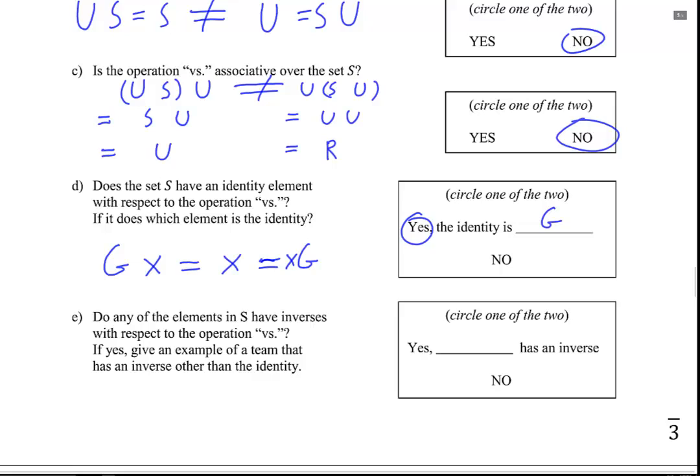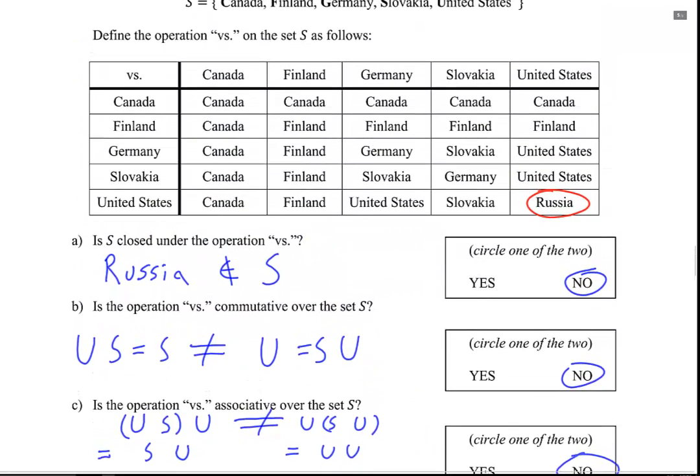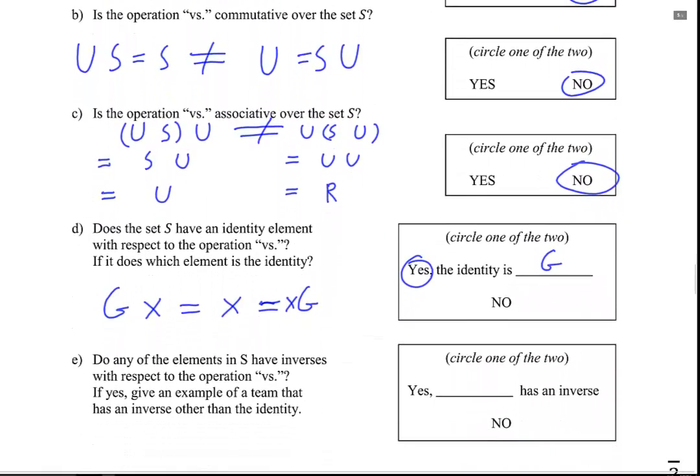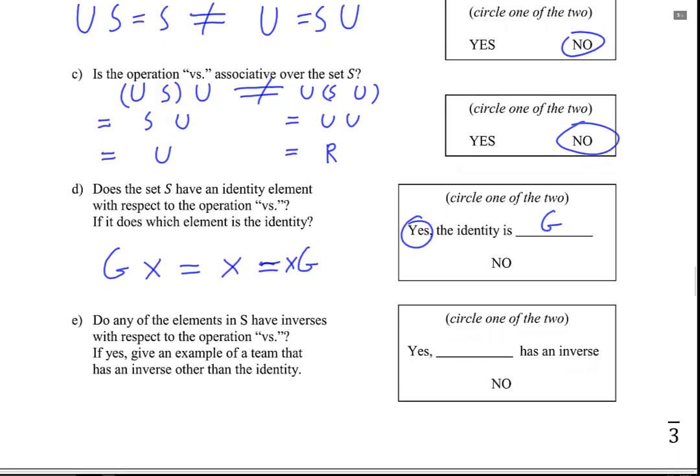And then finally, do any of the elements in the set have inverses with respect to the operation? So we can go through our table and look for the identity as a result, because the inverses will take us back to the identity. So Germany appears when Germany plays Germany, and also when Slovakians play each other, you get Germans. So do any of the elements in S have inverses? Yes. Germany and Slovakia both have inverses. And if yes, we're supposed to give an example of a team other than the identity. So we're not supposed to give G as the answer.